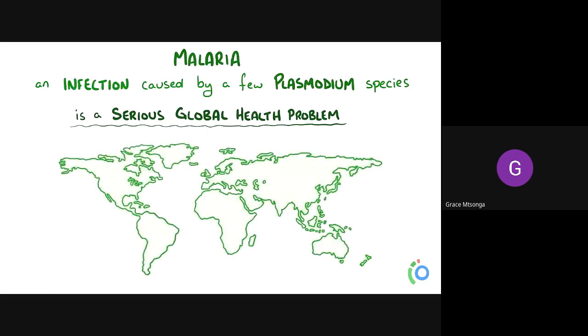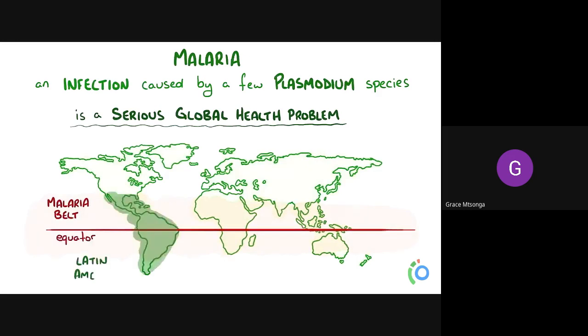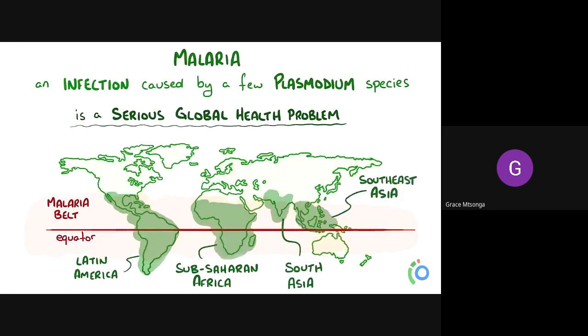Tropical and subtropical regions are hit the hardest. Together, the most affected regions form the malaria belt, which is a broad band around the equator that includes much of Latin America, sub-Saharan Africa, South Asia, and Southeast Asia.